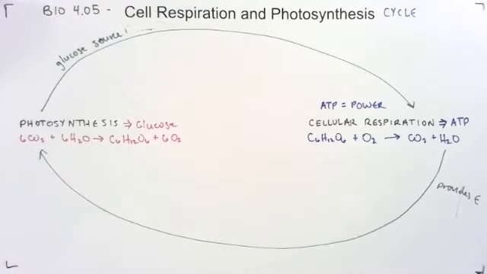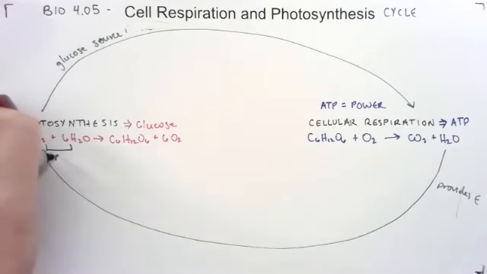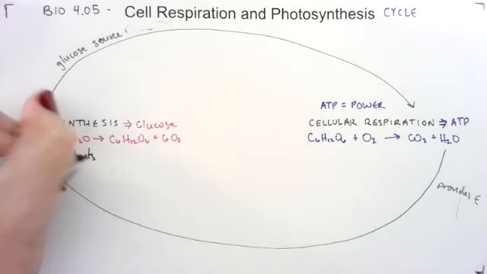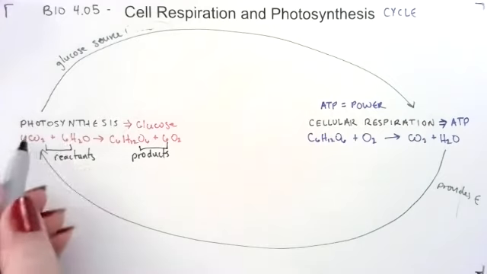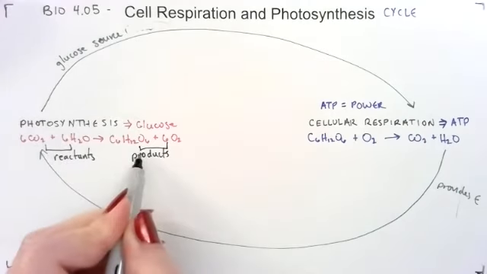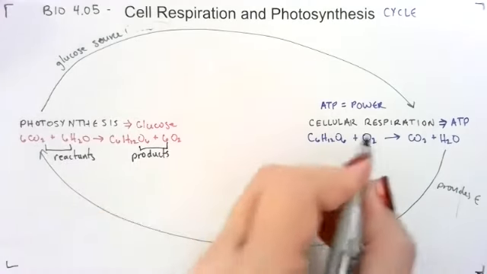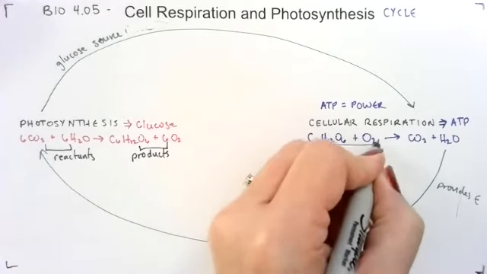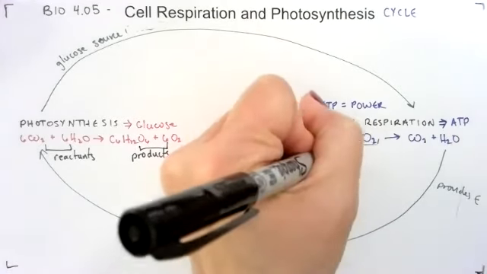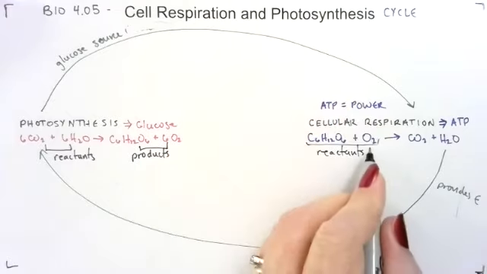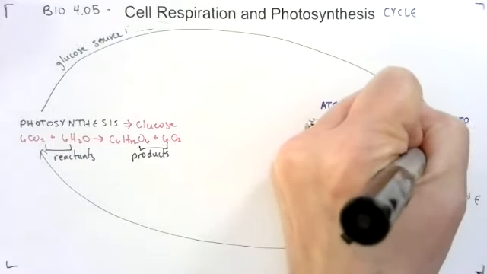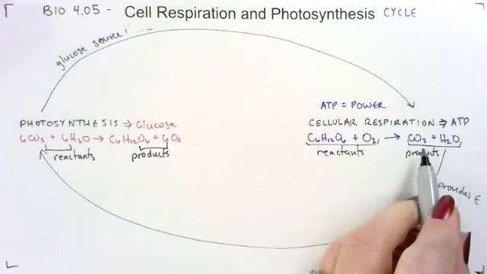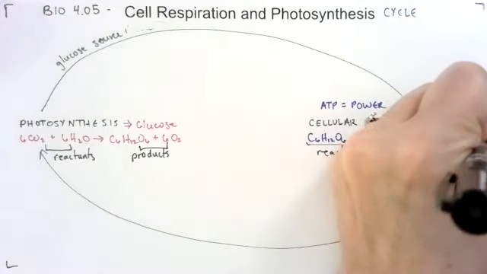So if we look at these two equations, remember the compounds that are on the left are reactants, and the compounds on the right are products. So photosynthesis reacts carbon dioxide and water, and it produces glucose and oxygen. If you notice over here, our reactants are glucose plus oxygen. But wait, where's the ATP? Well, we can write ATP in here.